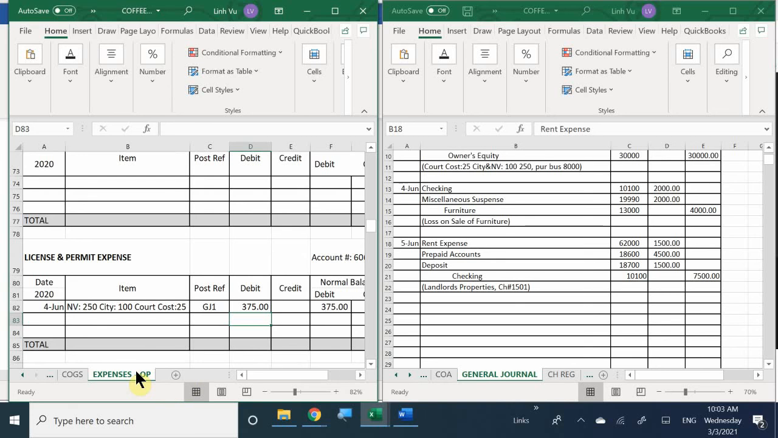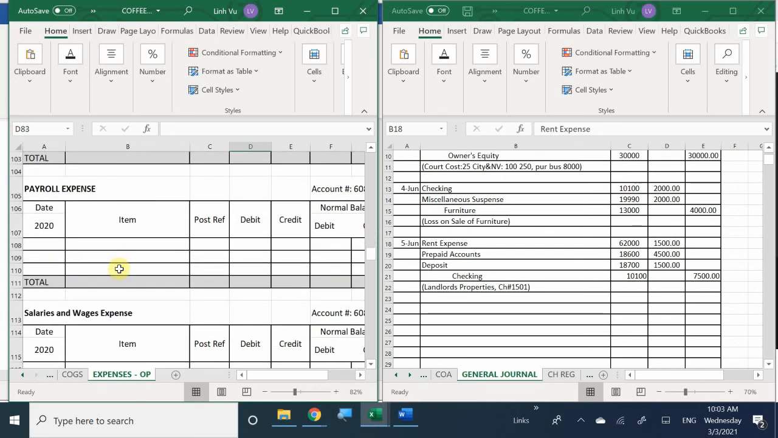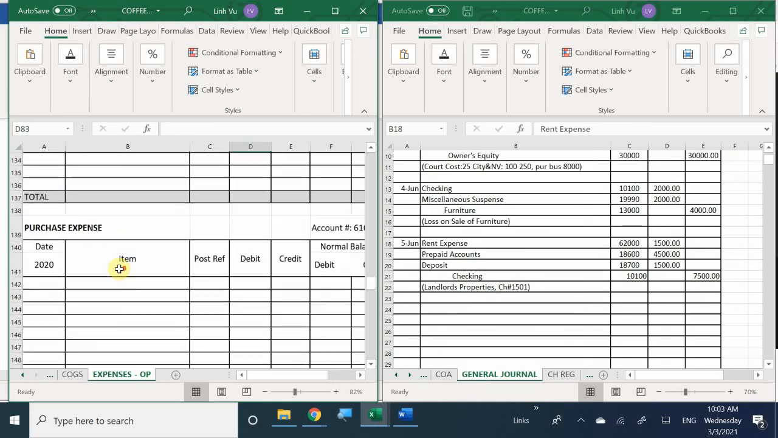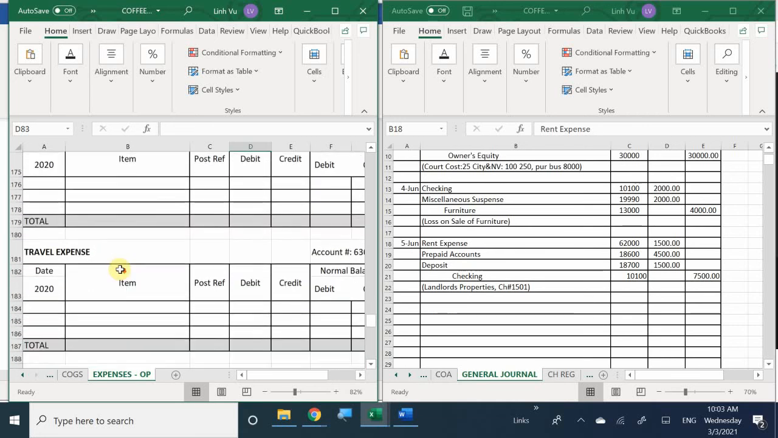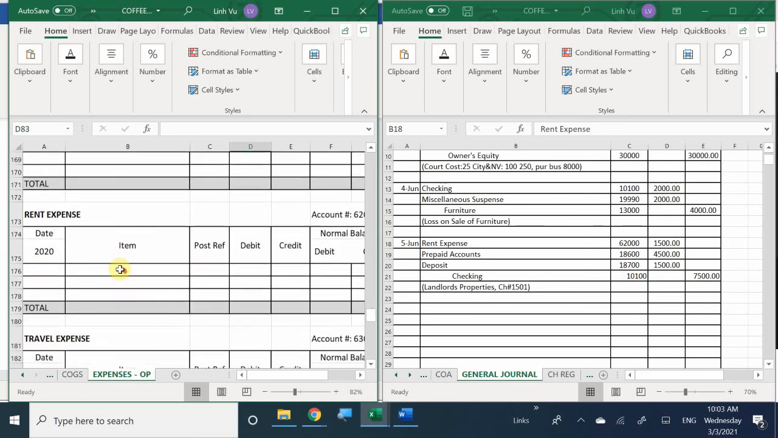Expenses. So again, these are in alphabetical order. So in L. This is payroll, PQR. Travel. There you go. I found it.